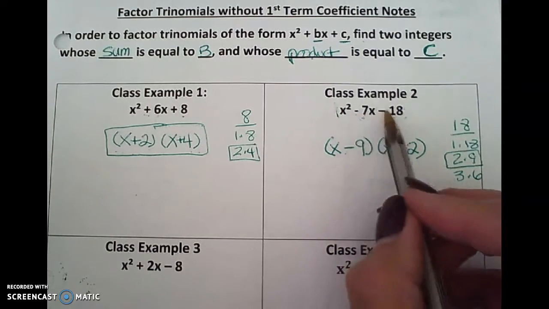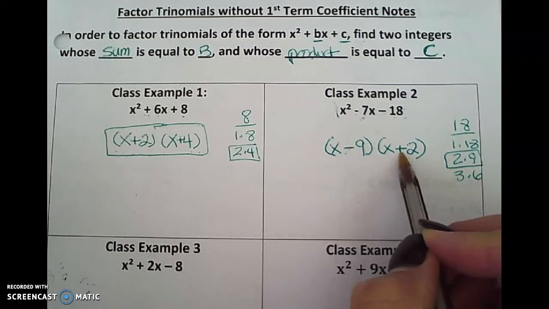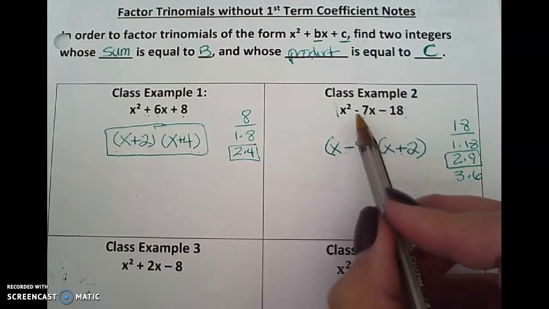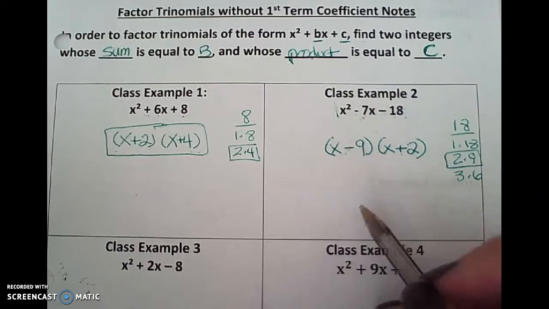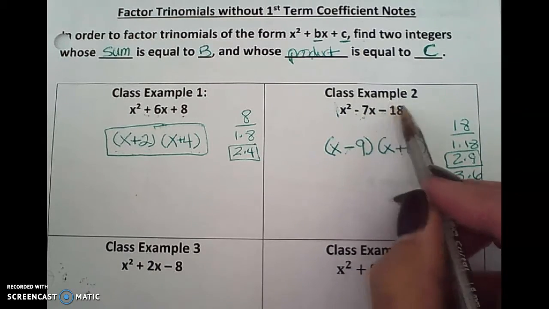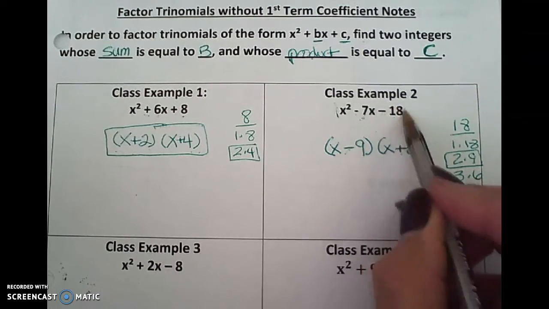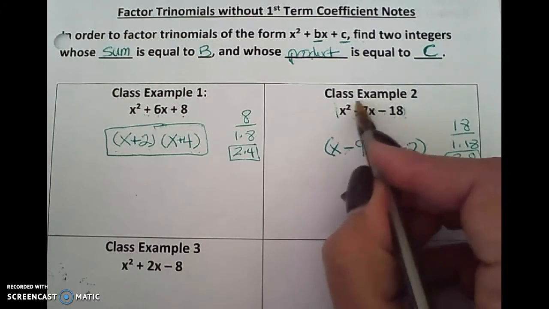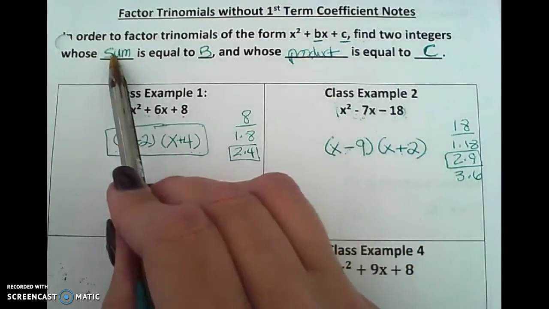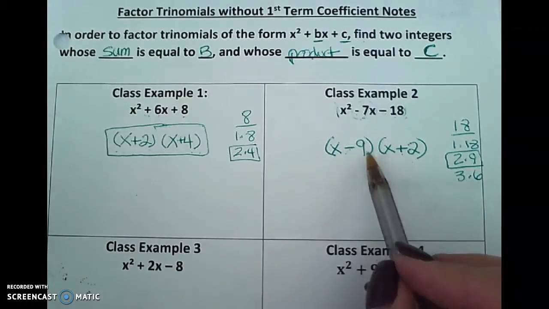Notice that the two minuses did not come down. That's a common mistake. Students think they just put the two minuses here. But it doesn't. It has to multiply to be C. The product will be C. It has to add to be the B term. The sum is equal to B.